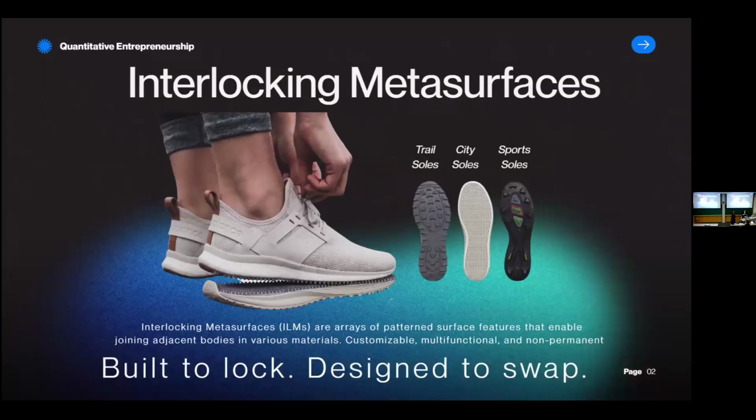First of all, we'll go over what interlocking metasurface is. These are arrays of patterned surface features that can be used for adjacent joining of bodies of different materials. They are customizable, multifunctional, and non-permanent. These can be used as an alternative for traditional joining methods such as welding, bolts, or adhesives.